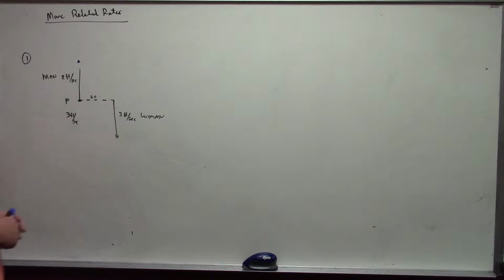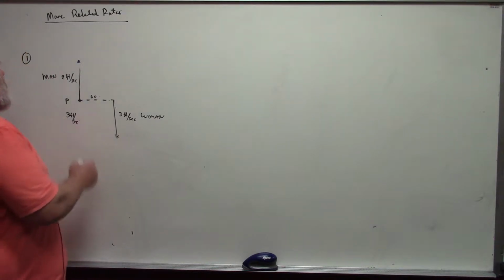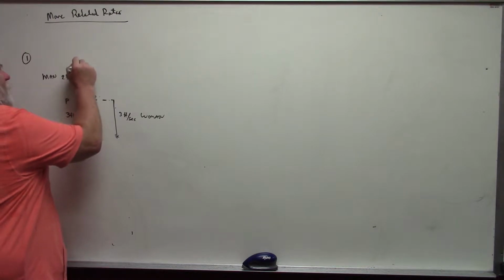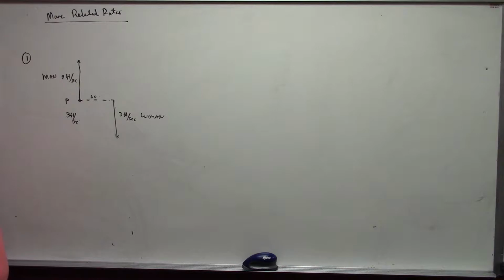Hi, today we are going to look at one more related rates problem, and this is problem number 1 under the more related rates section. We have a man walking due north at 2 feet per second. A minute later, the woman walks due south at 3 feet per second. They are 60 feet apart, due east from where they start. So we end up in a situation like this.